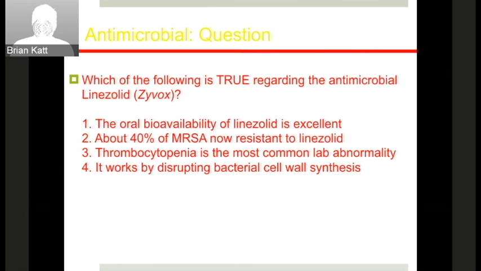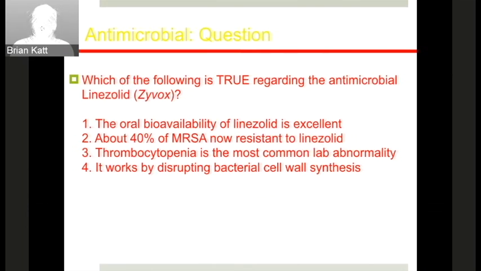So this one's actually got two answers. Number one, the oral bioavailability of linezolid is excellent. So it's a drug where, unless the patient can't take orals, that would be the only reason you should use IV therapy.